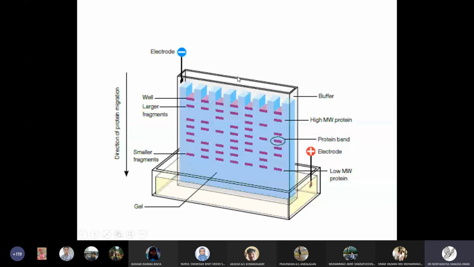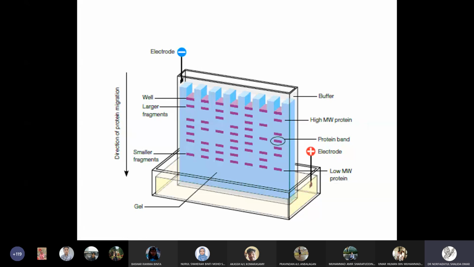We also do this to separate DNA. DNA is negatively charged, so we can separate DNA using this concept also. Migration goes from negative to positive charge, and then we can see the fragments of the DNA based on their molecular weight. Okay. Any question on this?